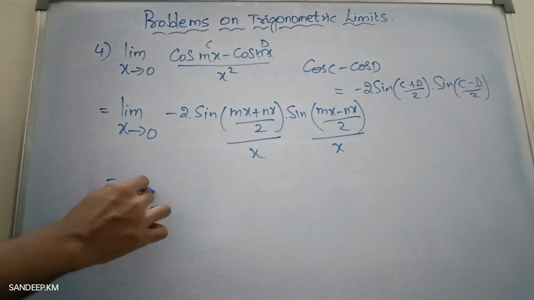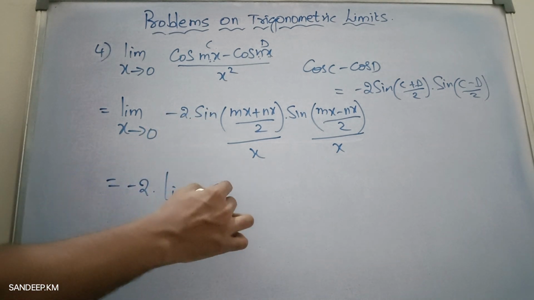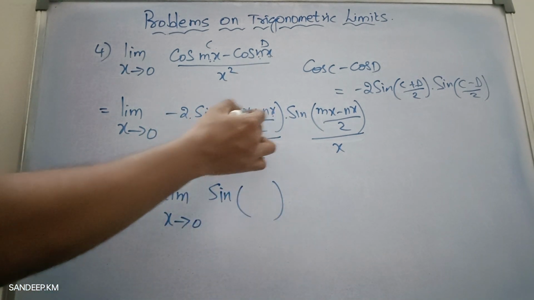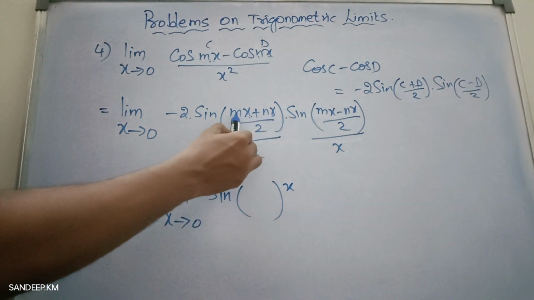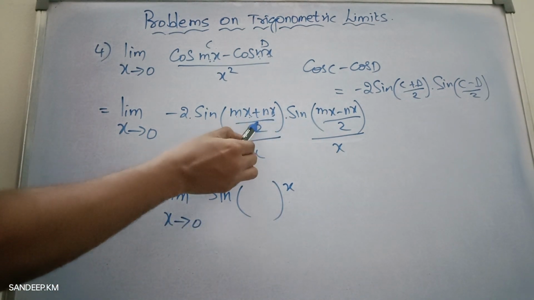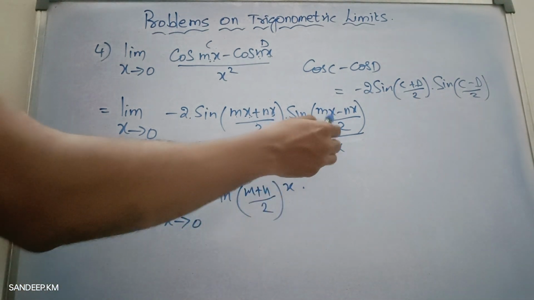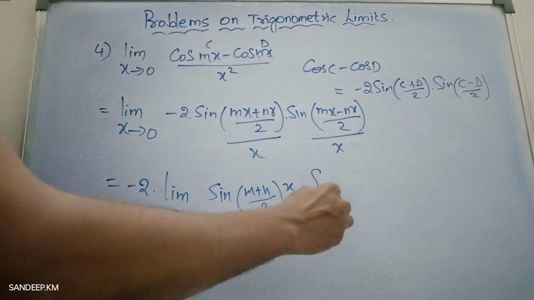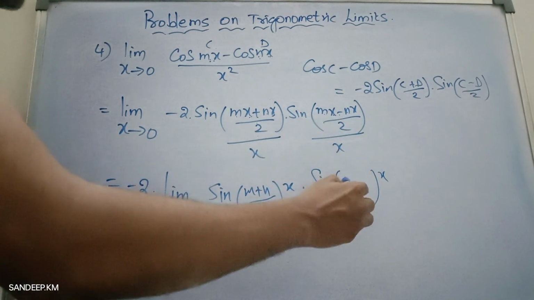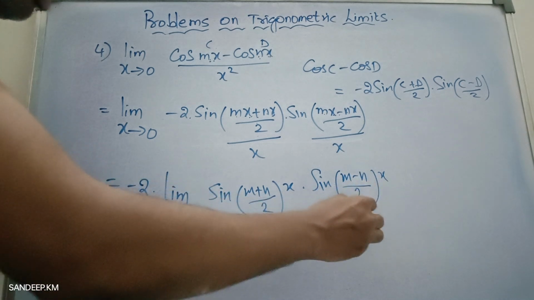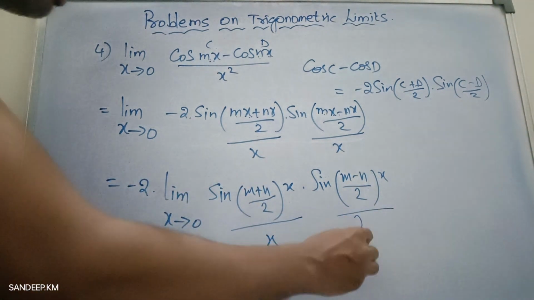So you can take minus 2 outside and limit x approaches 0. Dear students, this is sine of, observe, in the numerator I can take x common. And if x is taken common, I am left out with m plus n divided by 2. Similarly, if I take x common in these two, so sine of, if I take x common, you will get m minus n whole divided by 2. Okay? And the common denominator is already there by x and by x.